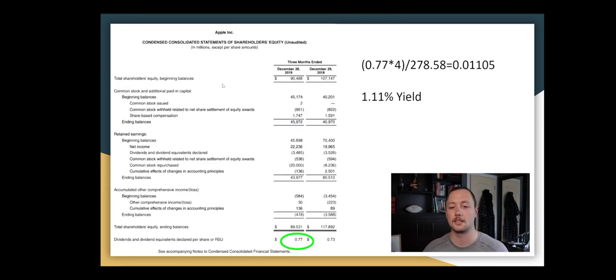When we look at the numbers, this is the statement. Shareholders' equity is located right below the balance sheet. And you can see here, dividends and dividend equivalents declared per share is 77 cents for the quarter ended December 28th, 2019. So Apple paid back 77 cents in the last quarter. You multiply that by 4, that gives you your annual dividend. Divided by the price of the share, it gives you your yield.